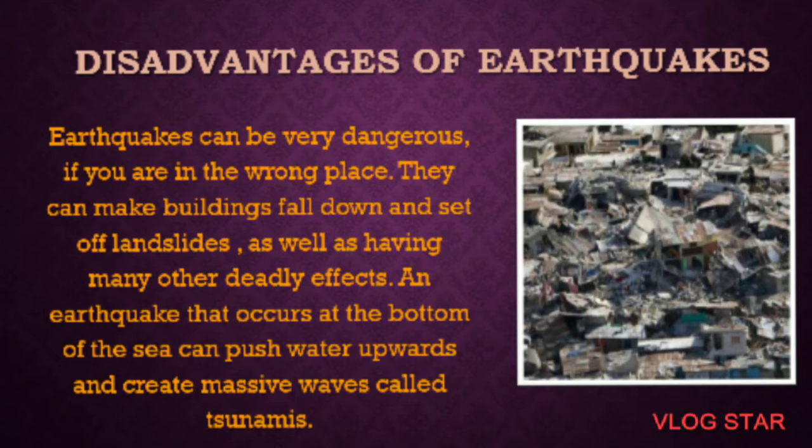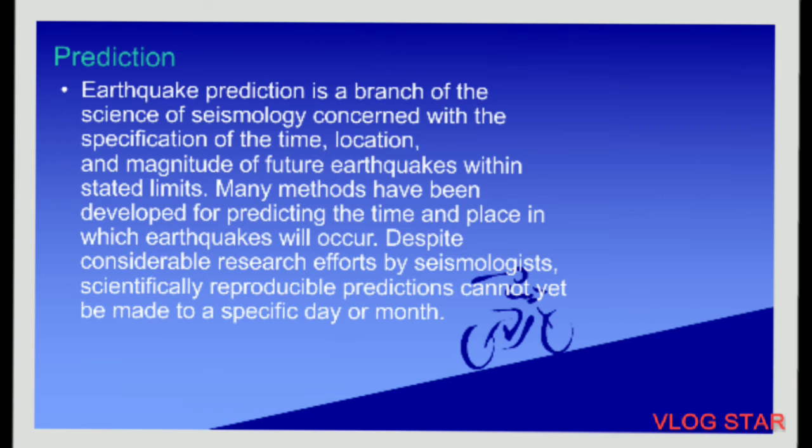Disadvantages of earthquakes. Earthquakes can be very dangerous. If you're in the wrong place, they can make buildings fall down and set off landslides, as well as having many other deadly effects. An earthquake that occurs at the bottom of the sea can push water upwards and create massive waves called tsunami.